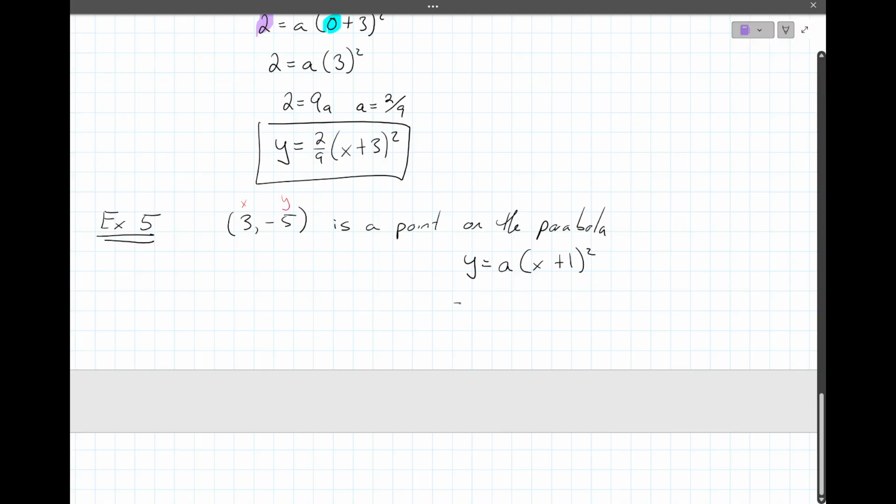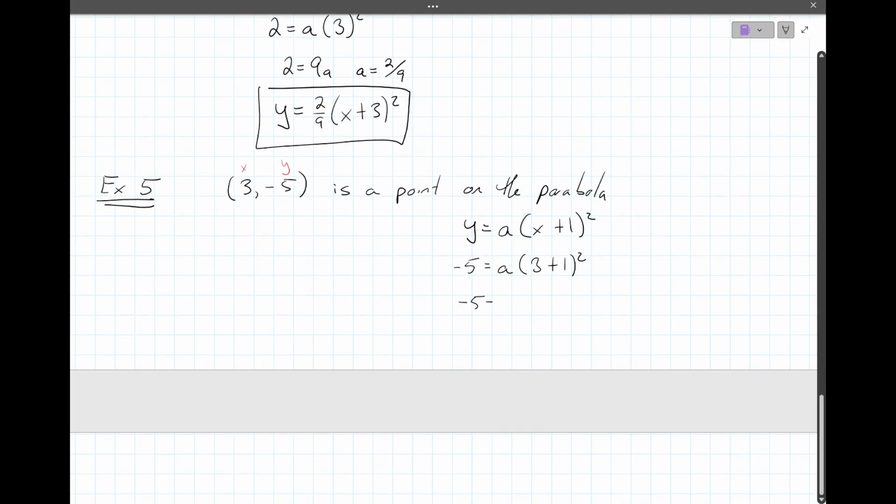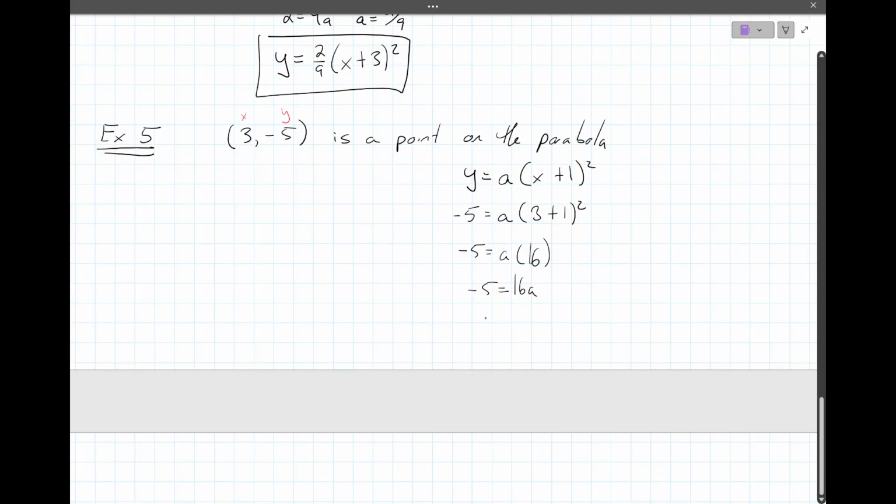Let's go ahead and do some fun solving. This is -5. A we don't know. This is 3 plus 1 squared, like that. We'll get -5 equals a times 4 squared, since 3 plus 1 is 4. That'll be 16. So I'll get -5 is equal to 16a. And with that, a will be equal to -5 over 16. All right, so we have an a value over there.